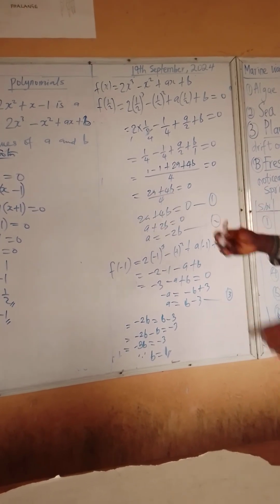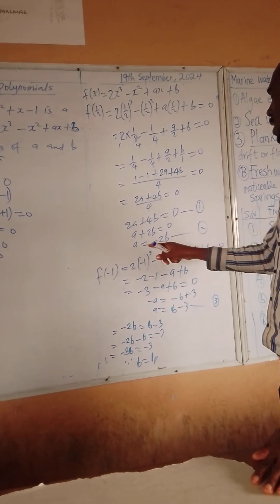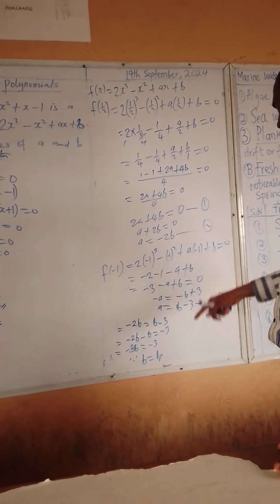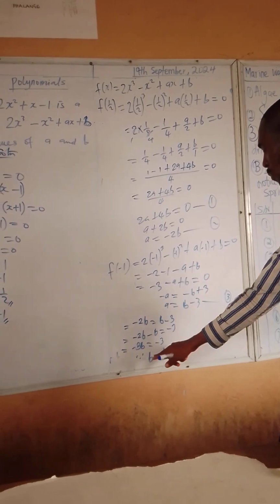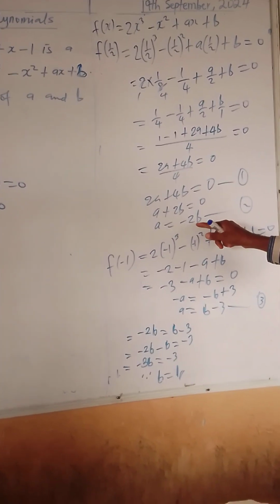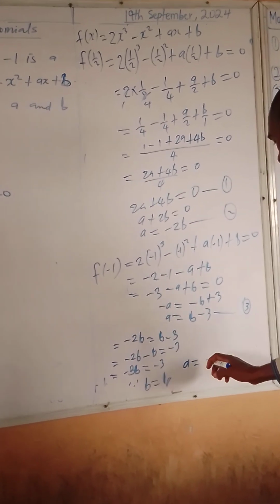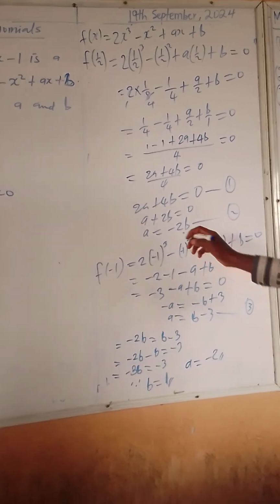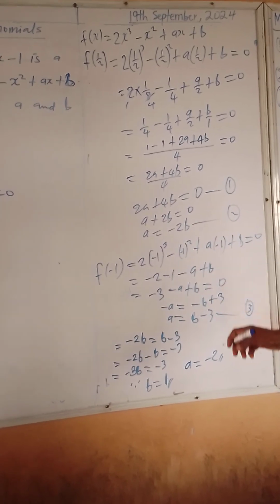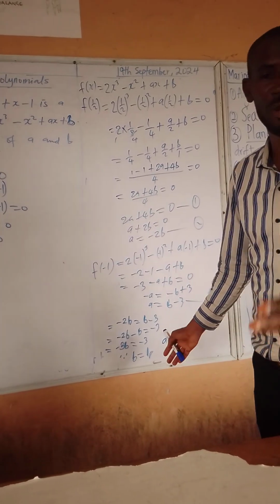Subsequently, remember that we said that in equation 1, A is equal to minus 2B. So what we do is take this B equal to 1, multiply it. So we have minus 2 times 1 will be equal to minus 2. So we have A equal to minus 2. Because minus 2 times 1 is what? Minus 2. So therefore, we've been able to find the values of A and B.